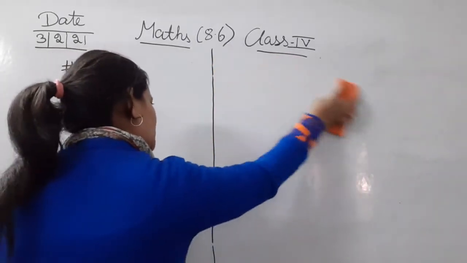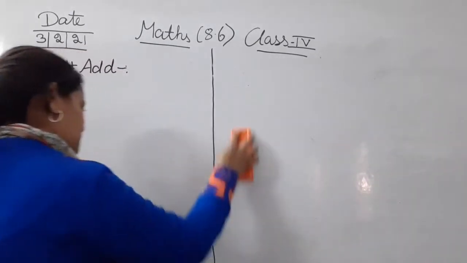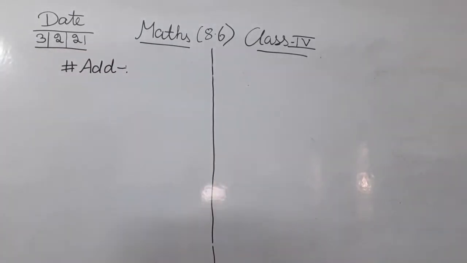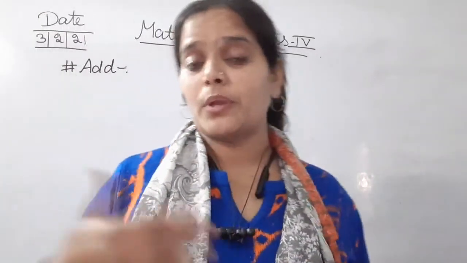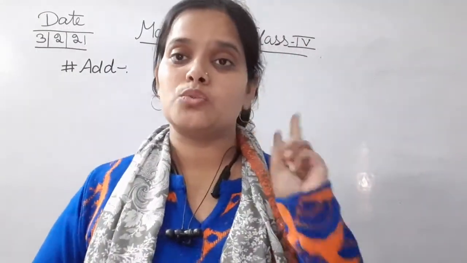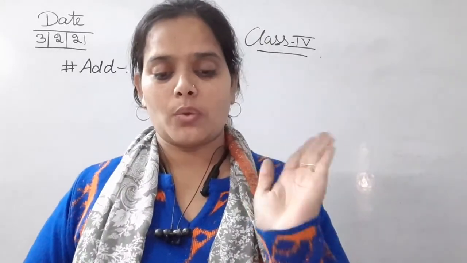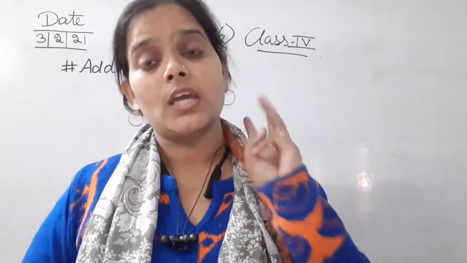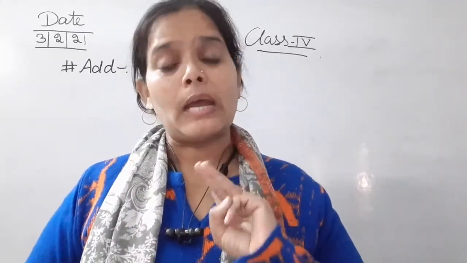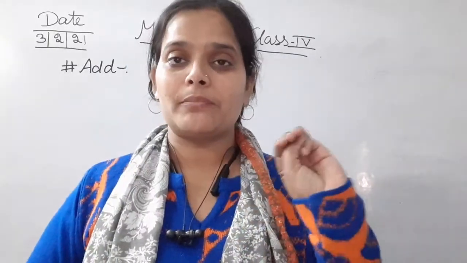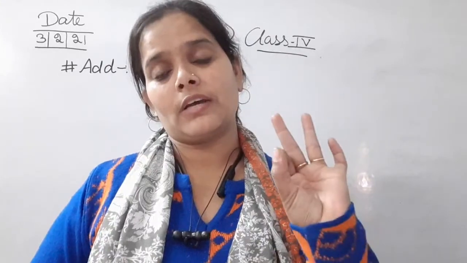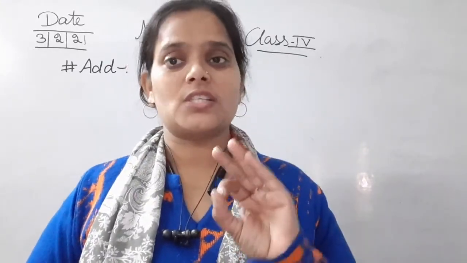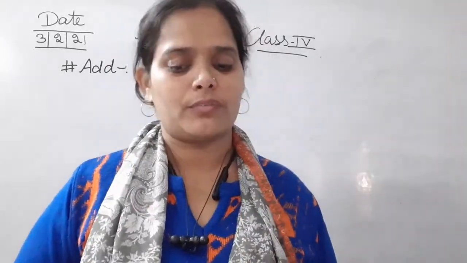Okay, so in question number 8, you have to add. Okay, so now from question number 8, देखिए up to question number 7, we have to add only 2 fractions. But from now question number 8, we are going to add 3 fractions. Okay, but that doesn't mean कि मतलब कोई typical चीज़ है. This is as simple as you are doing with the addition of 2 fractions. Just like that, you are going to add the 3 fractions.